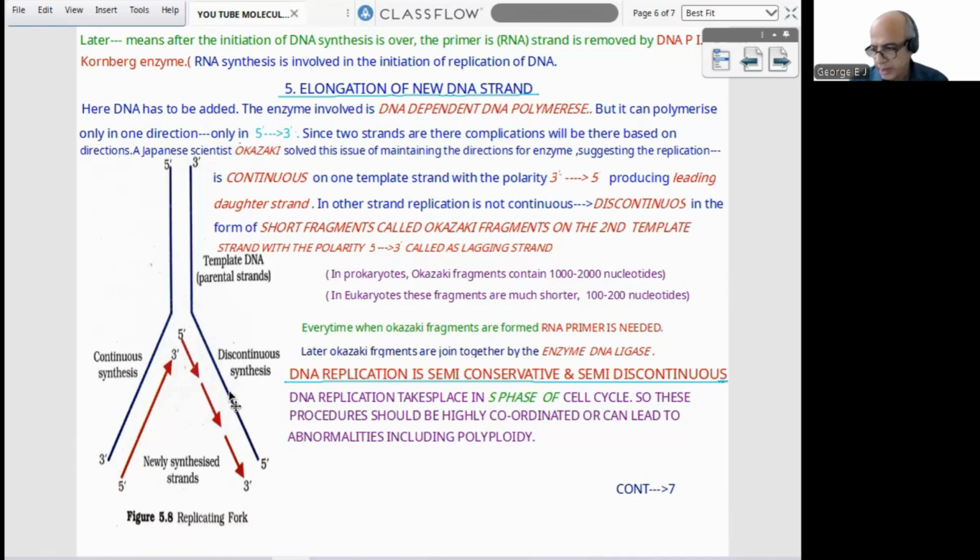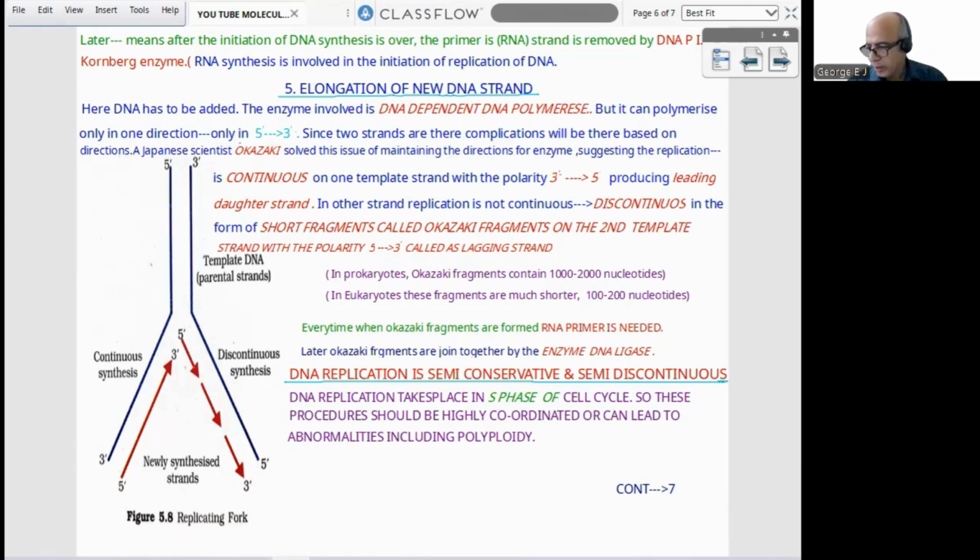At the same time, the other strand lies in 3' to 5'. The parent strand, here we can find, so replication will not be continuous, because of the way DNA can be synthesized to maintain 5' to 3'. So it will be discontinuously synthesized, and short fragments will be synthesized. These short fragments are called Okazaki fragments, on the second template strand with the polarity 5' to 3'. And that strand, with Okazaki fragments, is called the lagging strand. So leading strand, lagging strand. 5' to 3', 3' to 5'. Here, 5' to 3', 5' to 3'. So all directions can be managed with this idea connected with Okazaki.